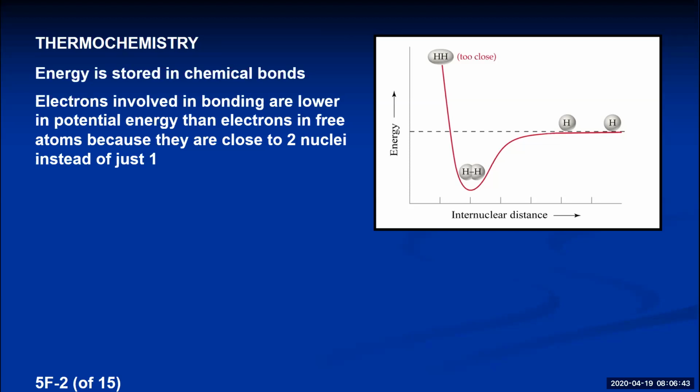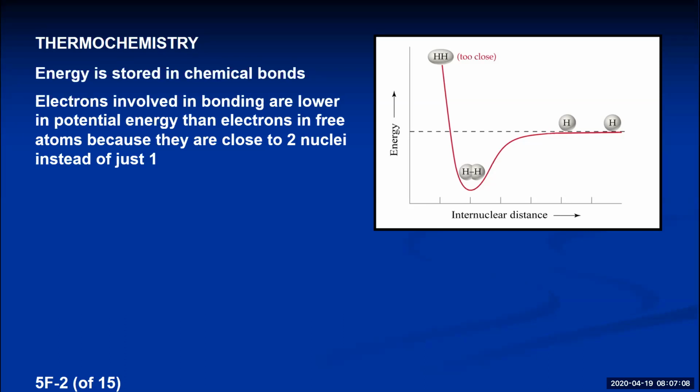Now, the atoms will not continually get closer together, because if they get too close together, then what you have is the nuclei now starting to repel each other, and the energy state becomes very, very high. So when free hydrogen atoms exist naturally, they will actually bond together and create a diatomic molecule, because that's the system that has the lowest energy state.